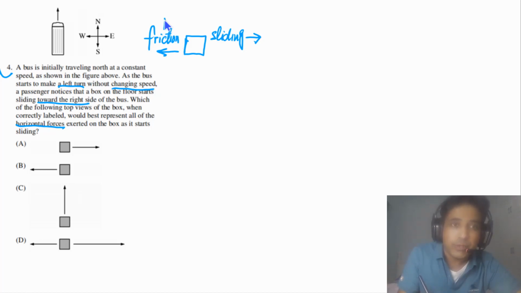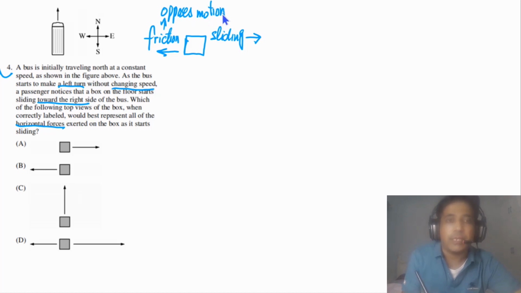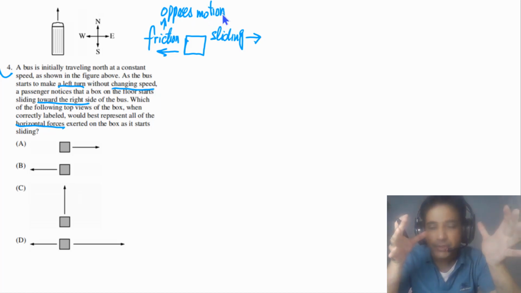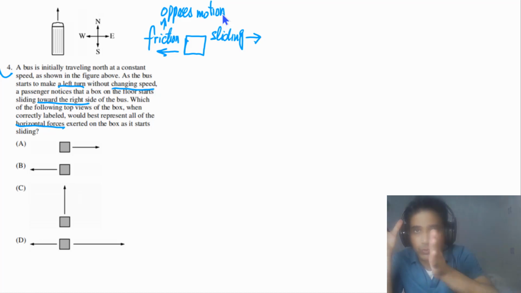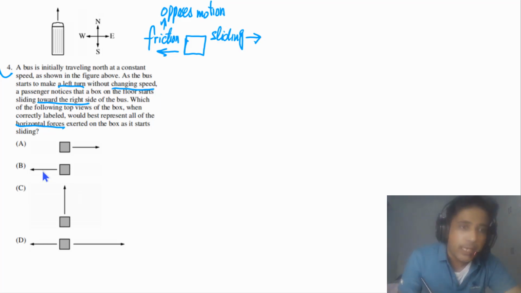So simply we can write down: friction opposes motion. In very simple language you can understand. So if you understand this question, it is quite straightforward to answer. The box is sliding to the right, so the friction has to be to the left. So the answer for this question has to be B.